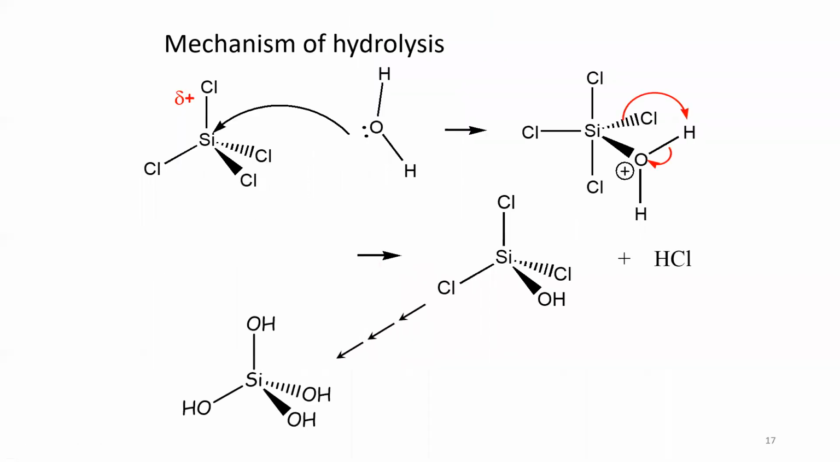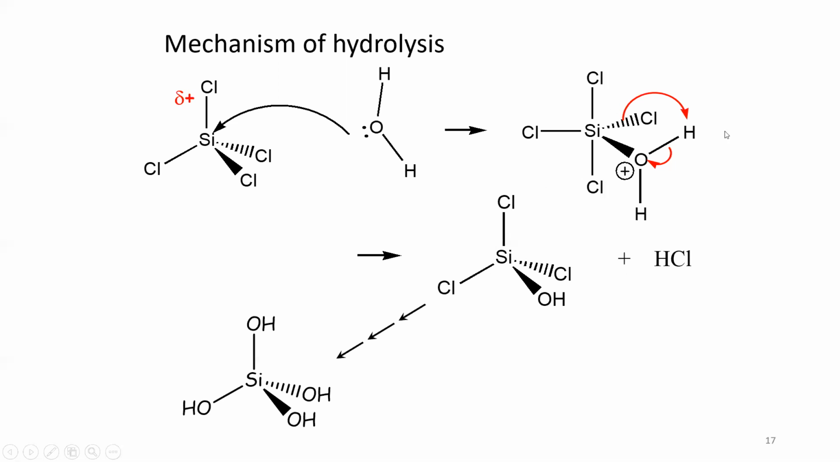So we look at the mechanism of hydrolysis. This is your silicon tetrachloride in water. So this is actually electron rich, and this is electron deficient. This is the metal, of course, it's electron deficient. So there is actually a donation. So this is actually what we call our nucleophile. This is our electrophile. There's a donation from the nucleophile to the electrophile.